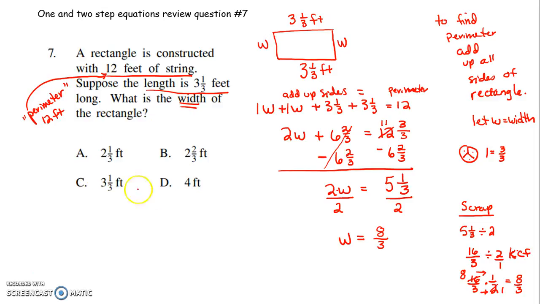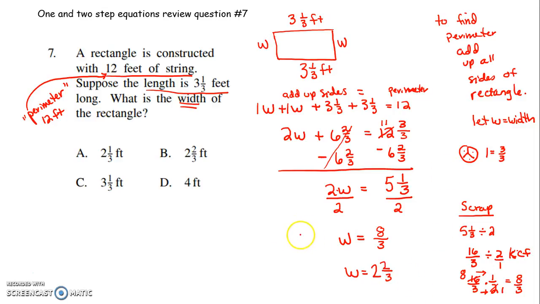So the width is 8/3. But none of these say 8/3. Oh, they must want me to rewrite it as a mixed number. 3 goes into 8 twice. How many left over? 3 times 2 is 6. 6 plus 2 gets me to 8. So it must be 2 2/3.